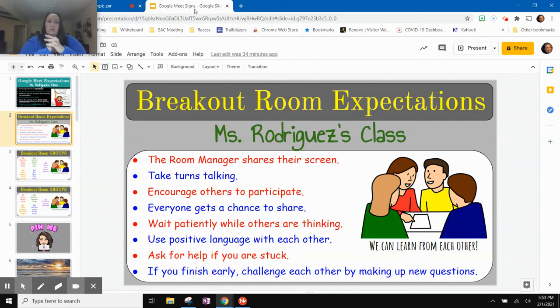Primary should have 2 to 3 expectations. Intermediate can have a little more. As you can see, I have 8 of them. But I show these at the beginning of every breakout session.